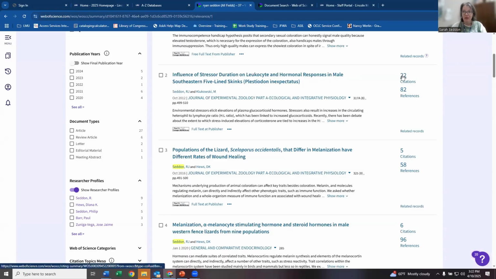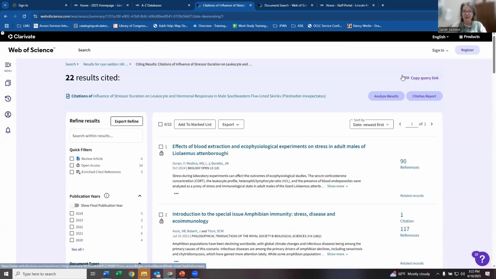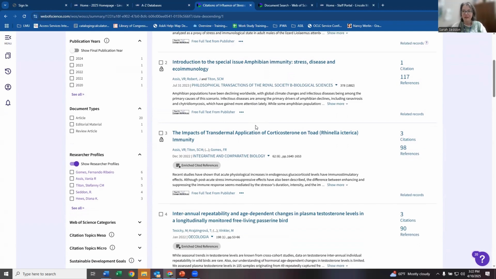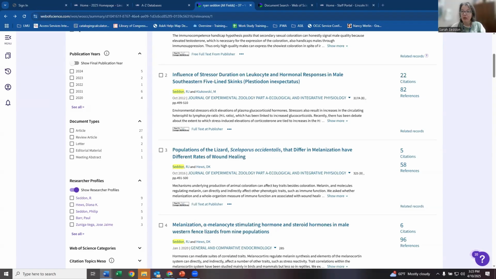So if I go to the 22 citations, I can see which publications decided to reference this particular work. And that's pretty cool. But what that also means is that all these readers were able to find that paper because they were referenced in these other papers. So yes, please benefit yourself by citing other people because that will help new readers find you.